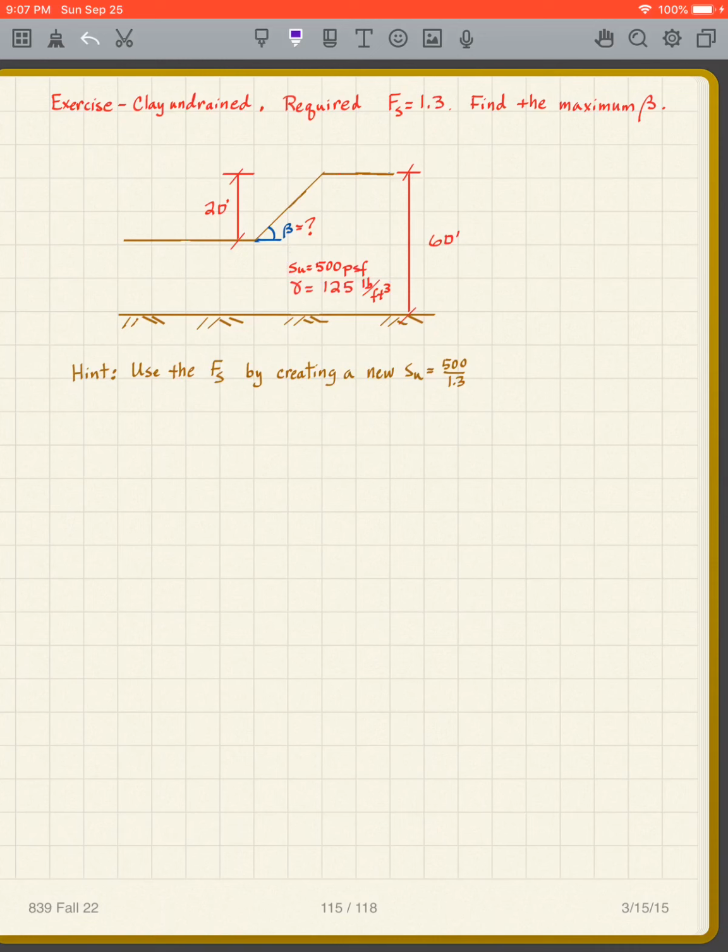Now, first thing, I'm going to give you a hint on how to solve this problem. Because I have to have a factor of safety of 1.3, how do I put that into my problem? Well, the typical way of doing that is to reduce the actual shear strength in your calculation. So you actually have 500 PSF, but when you do the calculation, you slip in the factor of safety by dividing by 1.3, the factor of safety that you want. So if you want a factor of safety of 2, divide by 2. So the way to input the factor of safety is to just change your SU to this.